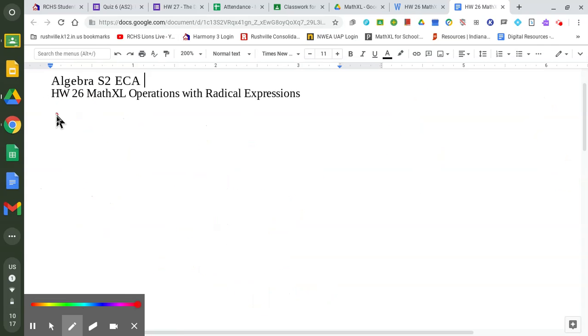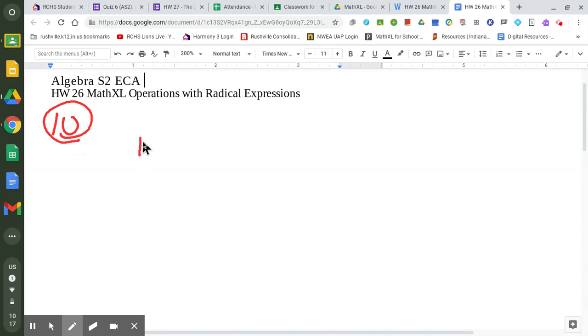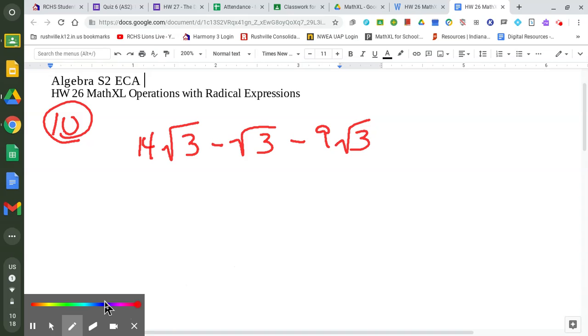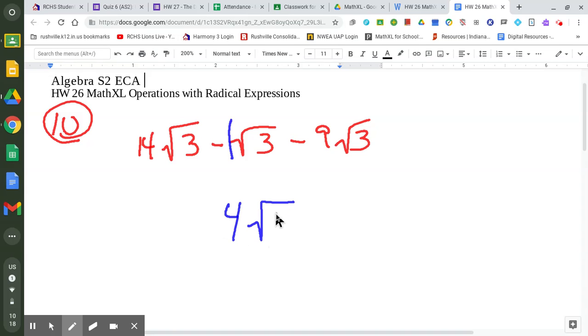And our last one, number 10, 14 square root of 3 minus square root of 3 minus 9 square root of 3. And we have to remember that we have the invisible 1. So 14 minus the 1 gives me 13, and then minus 9. And actually, a better way to look at it might be 14 minus 10, because minus 1 and minus 9 would be minus 10. So 14 minus 10 is 4 square root of 3, and that is my answer.